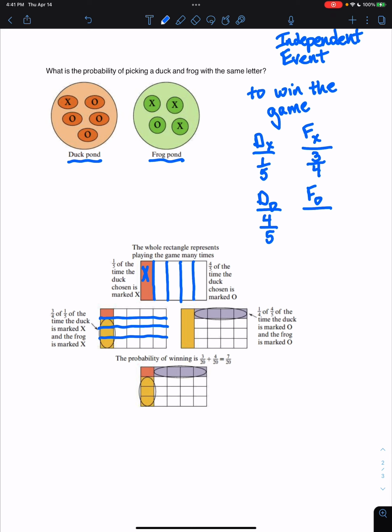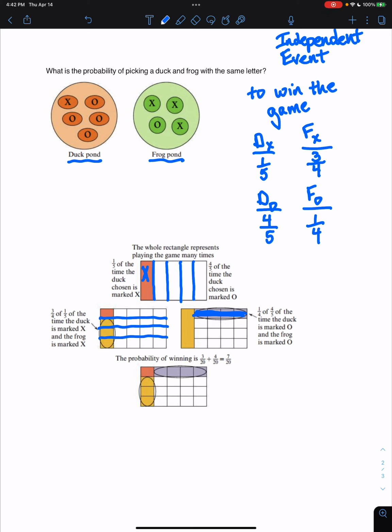Now, what if we don't pick a duck with an X, we pick a duck with an O? Now we can color in these 4 spots at the top that represent, for every duck with an O, a 1 in 4 chance of picking a frog with an O.